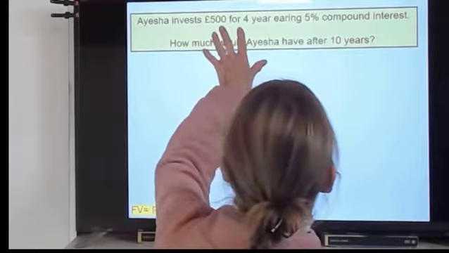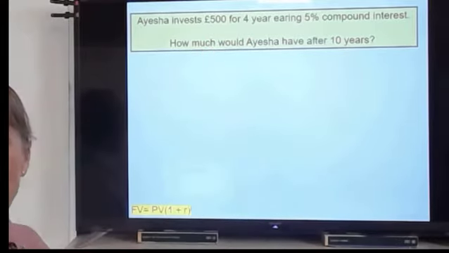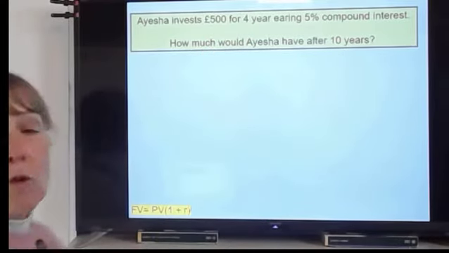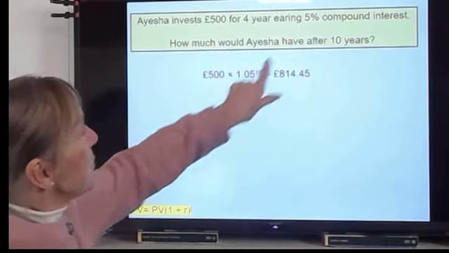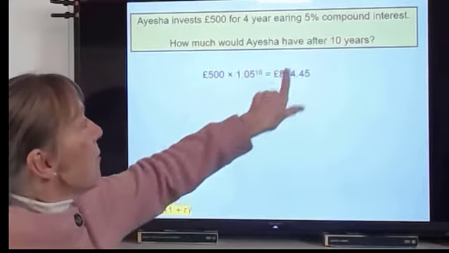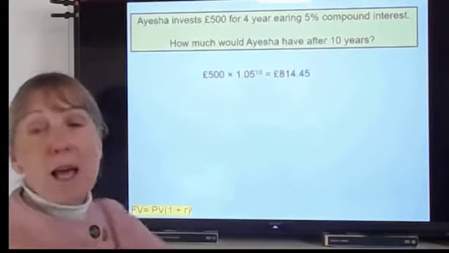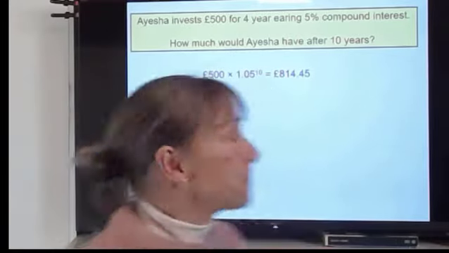Aisha invests 500 for 4 years, compounding at 5%. So how much will she have after 10 years? Well, she's going to have 500, the original amount, times 1.05 raised to the power of 10, and that's how much the investment will grow to.